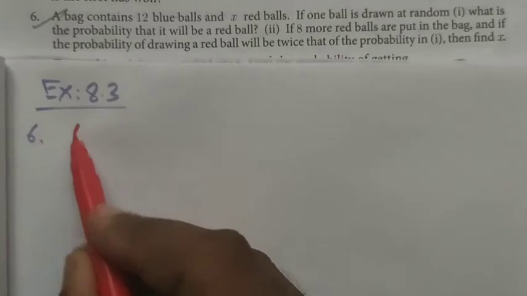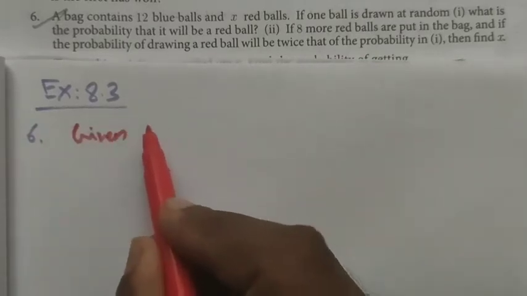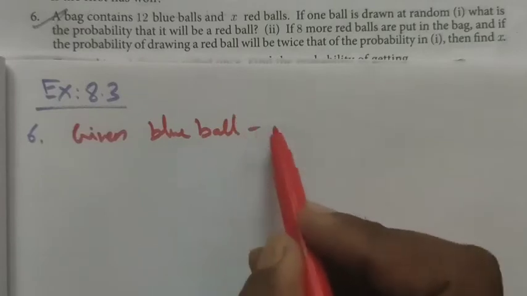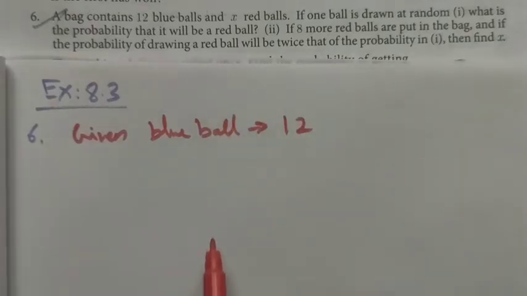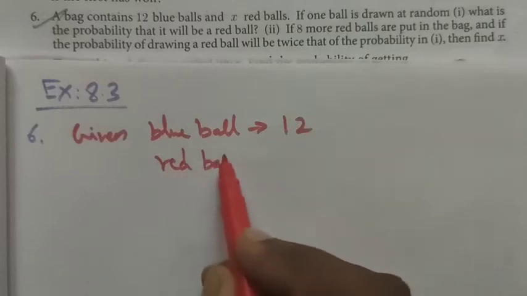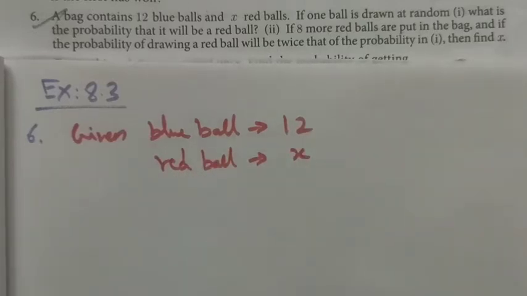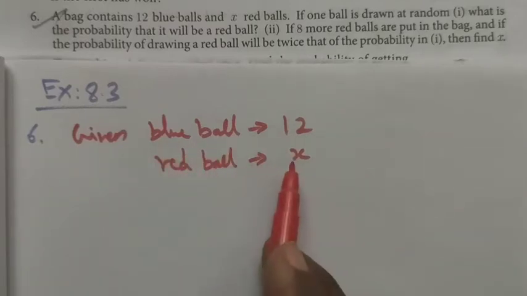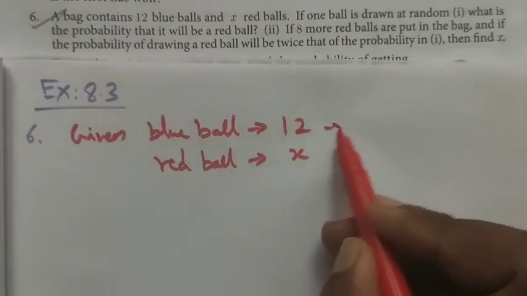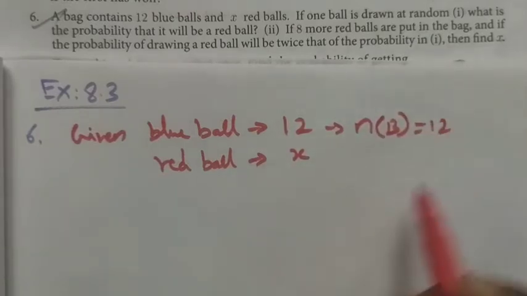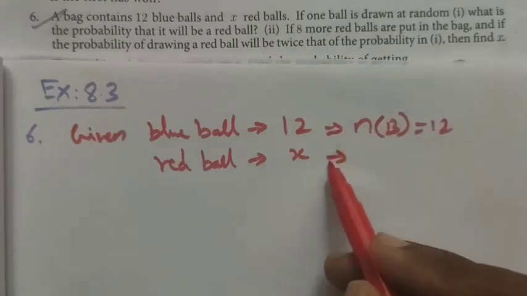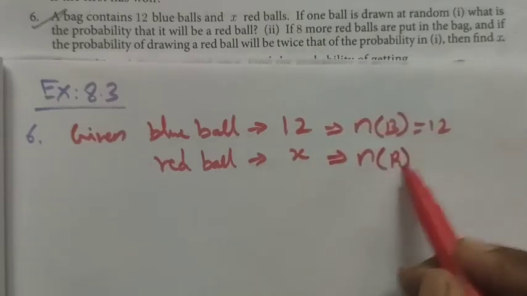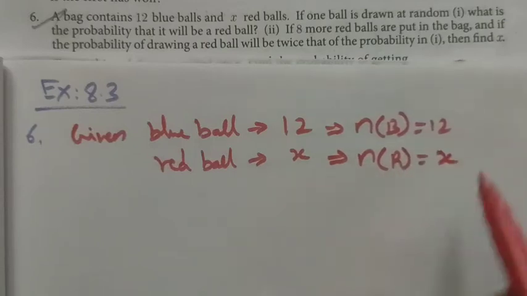See, given blue balls, how many blue balls do we have? 12. And the red ball is an unknown value X. So the number of blue balls is 12, the number of red balls is equal to X, the unknown value. For blue balls, n of B is equal to 12, and the number of red balls, let me take it as R, n of R is equal to the unknown value X.